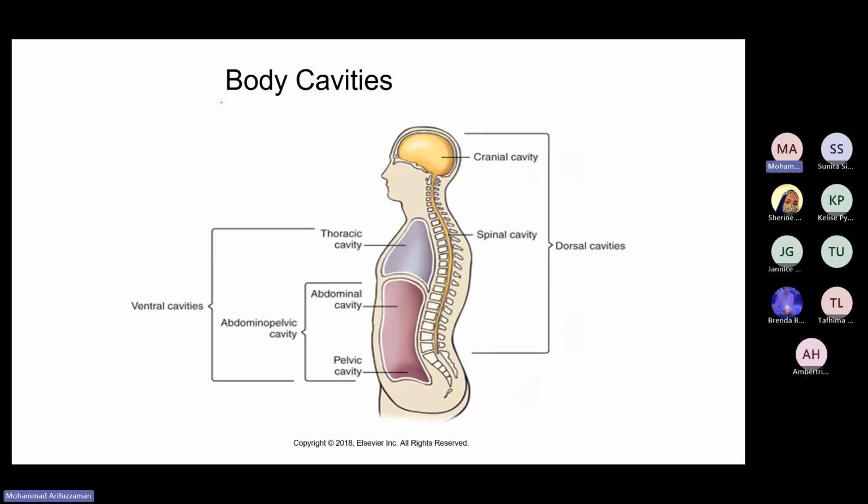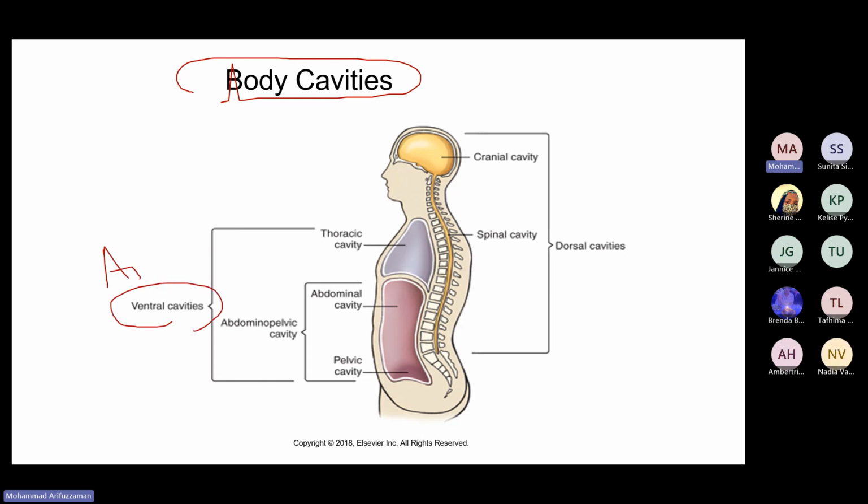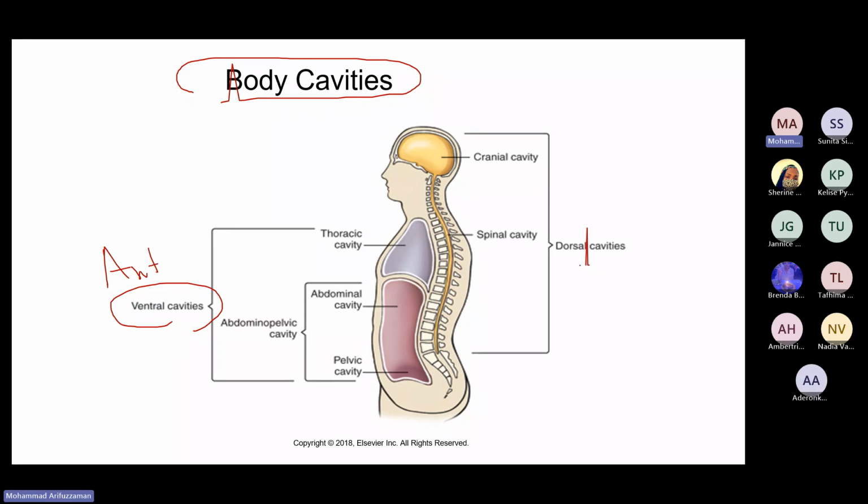And the body cavities with the distribution of organs. You can see the ventral cavity means the anterior cavity, and the dorsal means the posterior cavity. And the different organs and their locations we discussed on Monday. So this slide is also important, and you have to know the organization of the organ systems.